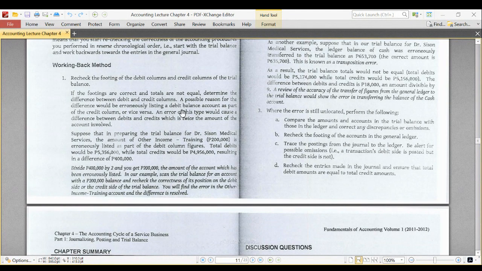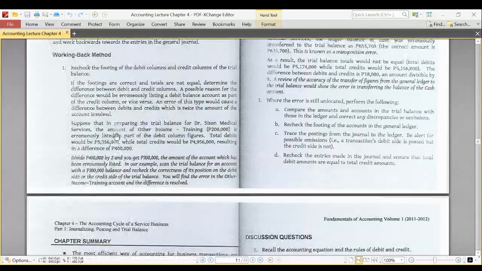Paano mo nalaman na ito yung error? Ano ba yung error muna ulit? Baka kasi daw, yung nasa debit side sana, nalista mo sa credit side. Or yung mga nasa credit side sana, nalista mo sa debit side. Kaya, hindi pantay si debit at si credit. Paano mo nalalaman na ito yung error na nakomit mo? Ano yung indication dyan? This error would cause a difference between debits and credits, which is twice the amount of the account involved. So, an example. Suppose that in preparing the trial balance for Dr. Season, the amount of the income trading is 200,000.